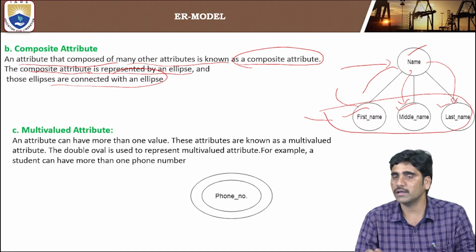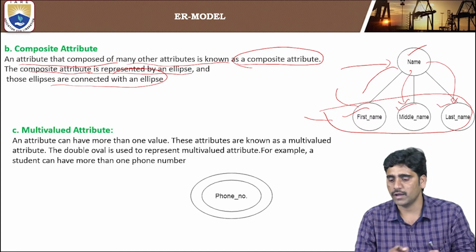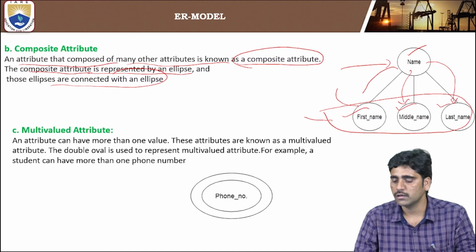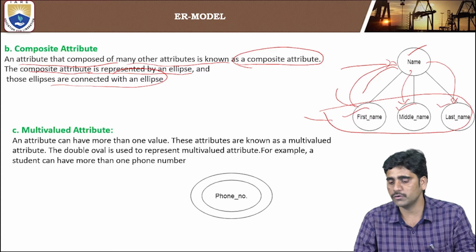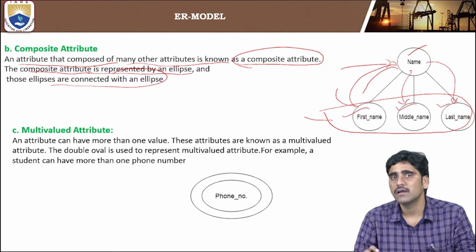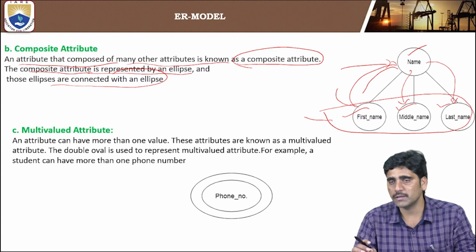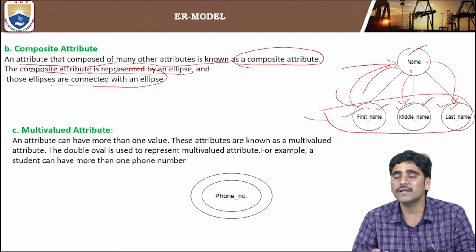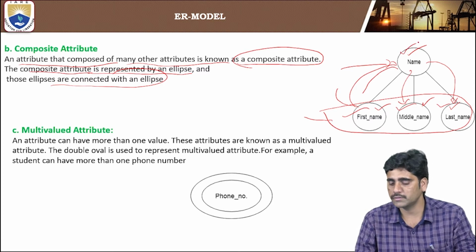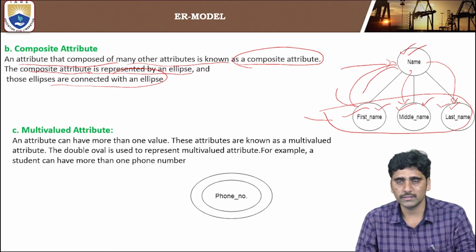We represent them as ellipses connected to the main attribute, name. So name is a composite attribute which generates multiple attributes like first name, middle name, and last name. These three are the generated attributes from this composite attribute. That is what we understand from here.